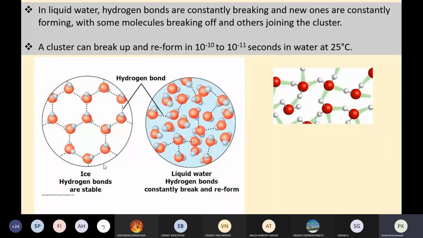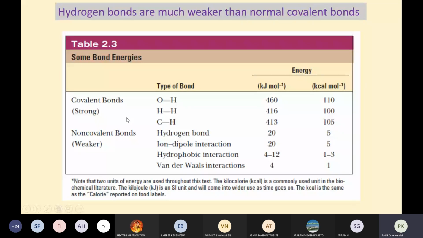And in the case of liquid water, these hydrogen bonds constantly form and constantly break, so the cluster can break and reform in 10 to the power of minus 10 to 10 to the power of minus 11 seconds in water at 25 degrees centigrade. These hydrogen bonds are much weaker compared to covalent bonds. We know that the formation and disruption of covalent bonds require higher energy, whereas non-covalent interactions like hydrogen bonds, ion-dipole, hydrophobic, as well as van der Waals forces are weak compared to covalent bonds. In the case of a hydrogen bond, the bond energy is 20 kilojoules per mole or 5 kilocalories per mole, which is lower than the energy of a covalent bond.